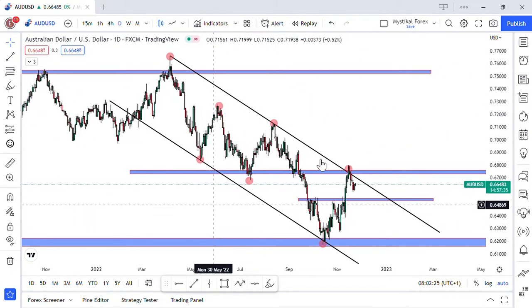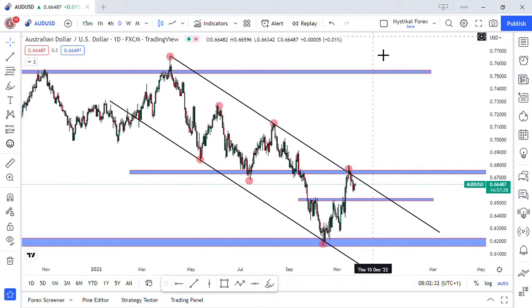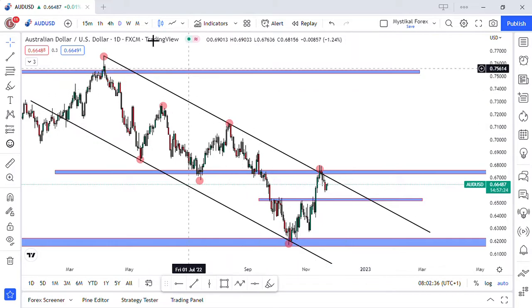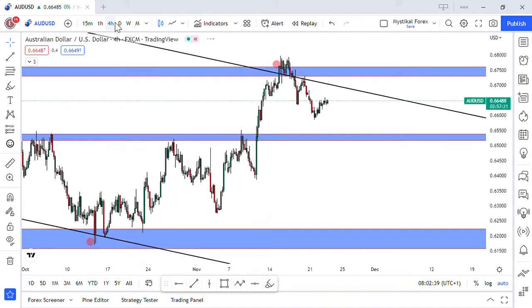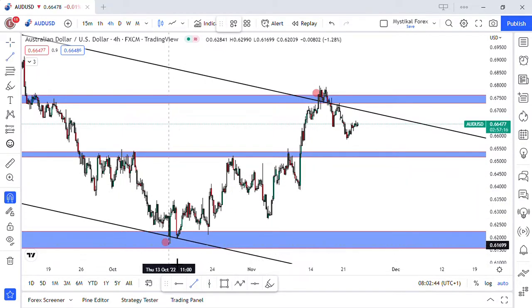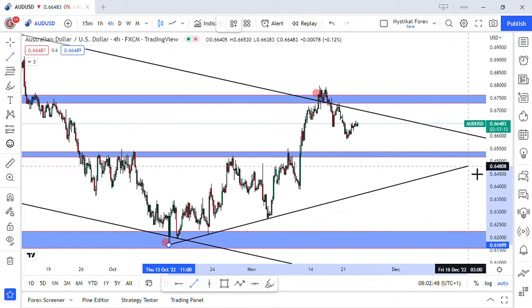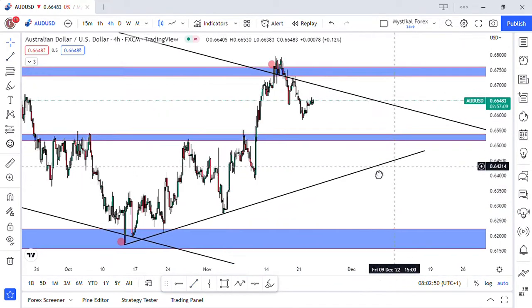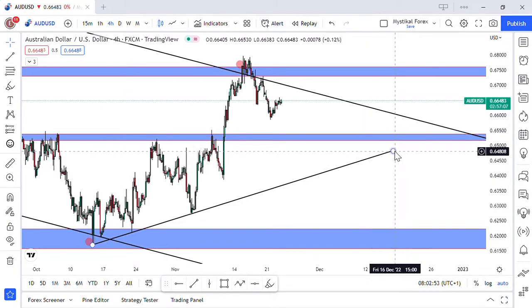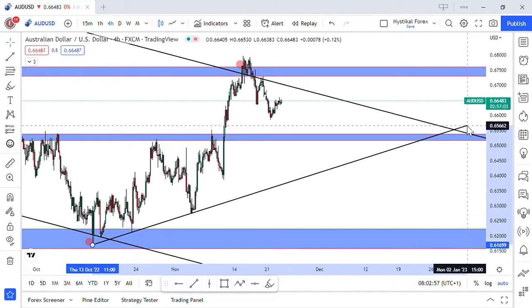Right. So now we are going to move on to our 4-hour time frame. We are going to be based on trend lines. Following these trend lines is going to help you in identifying a few leaks in the market.